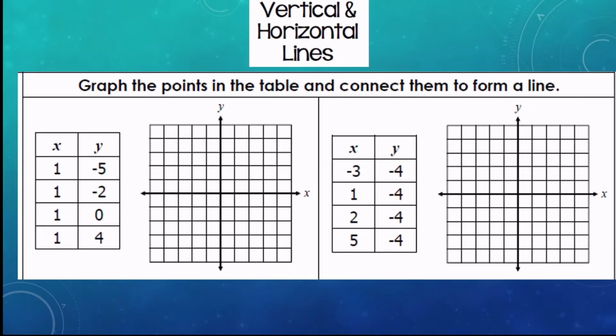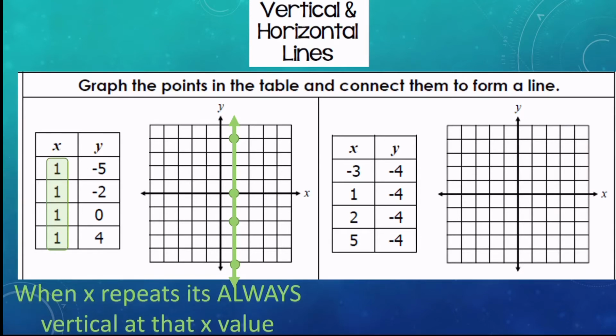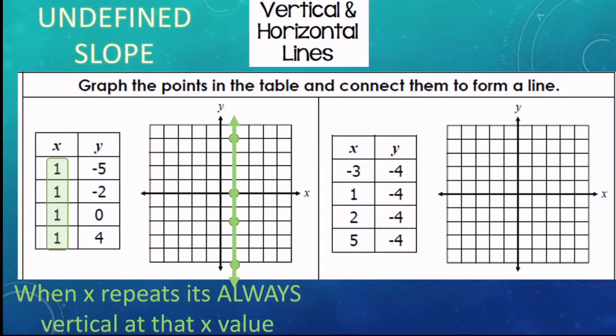If I were to just take these points from the table and plot them, I'd have (1, -5), (1, -2), (1, 0), and (1, 4). If I connect those, I end up with a vertical line. Well, look what happens here. What is repeating? All my x's. So when your x's are all the same, it's always going to be a vertical line at that number. These lines have an undefined slope.